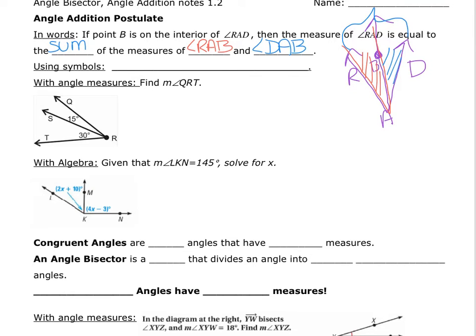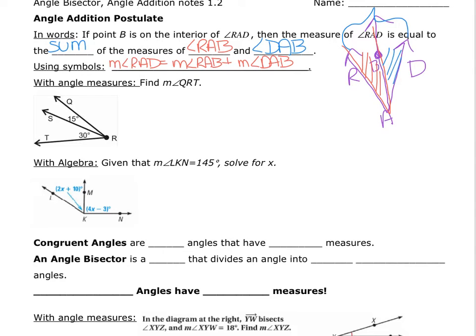So now if we were to look at that just with symbols, we would say that the measure of angle RAD is equal to the measure of angle RAB plus the measure of angle DAB. The two pieces equal the whole thing. Again, something we've already talked about with segments.